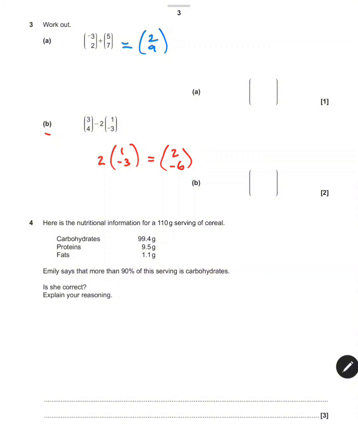So what we're going to do is start with the 3, 4. And rather than take away 2 lots of 1, minus 3, I'm going to take away this, which is 2, minus 6. And then just going to follow the same thing we did above. So 3 take 2 is 1. And 4 take negative 6 becomes 4 add 6, which is 10.